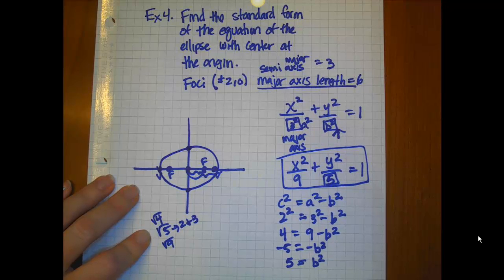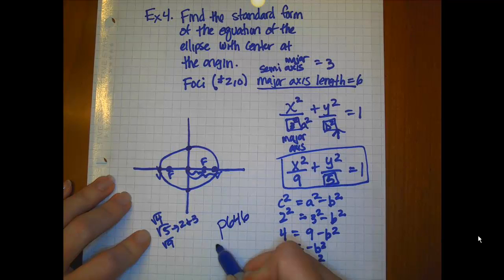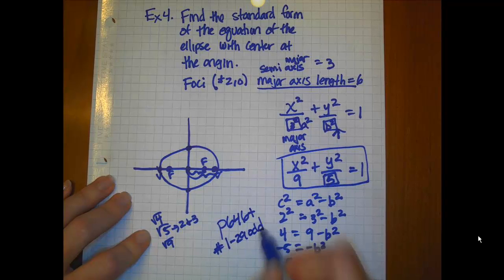So now you're ready to start the first part, and actually kind of the main part, of our assignment, which begins on page 646. And you can try numbers 1 through 29 odd. Good luck.